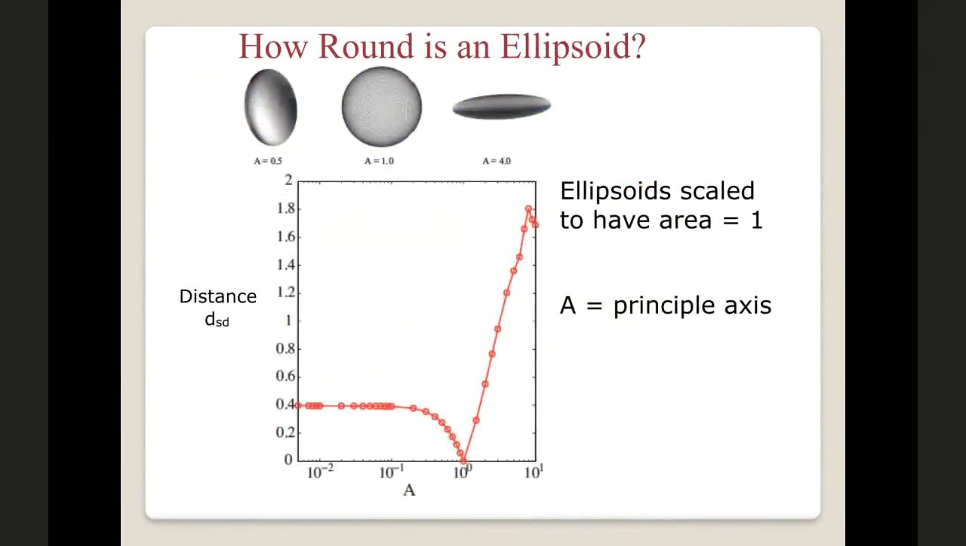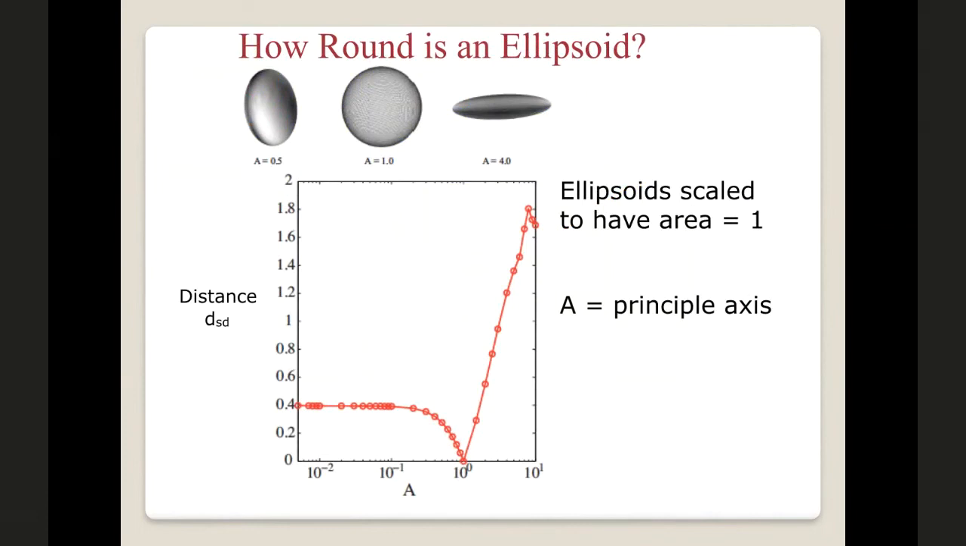Another set of experiments we looked at was ellipsoids. How round are ellipsoids? You can take an ellipsoid with two axes equal to 1 and the other axis equal to A. A runs from 1 over 100 to 10 on the horizontal scale in this graph. What this shows is that if you squeeze a sphere into an ellipsoid where one of the axes is going to 0, so you're limiting to a disk in the plane, then the distance is converging to about 0.4 on this scale. So initially you get quite a bit of energy required to squeeze a sphere, but once it's very flat, you need very little energy to squeeze it completely into the plane.